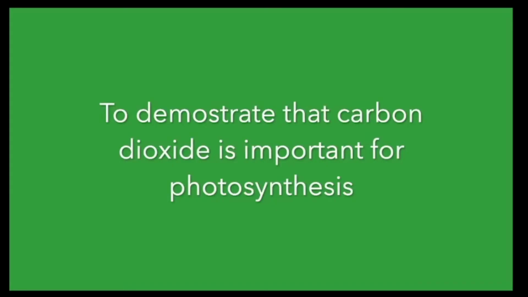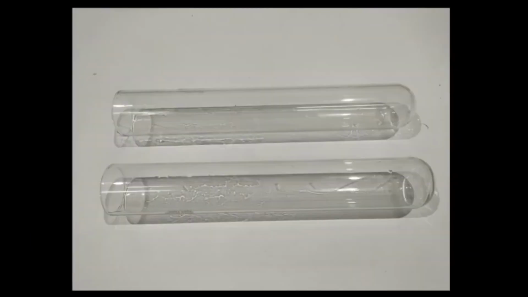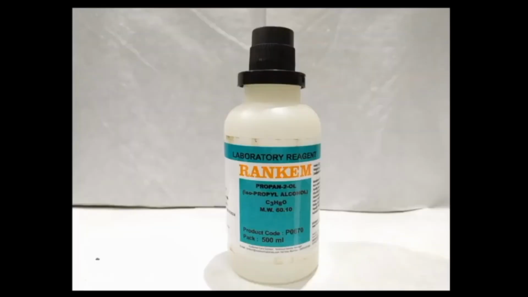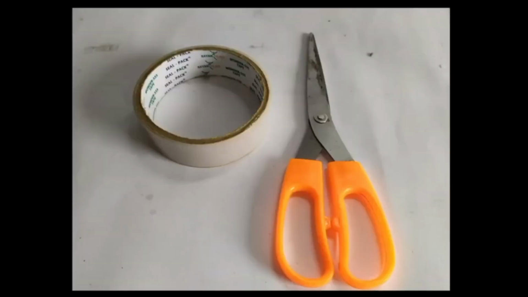Now the next experiment is to demonstrate the importance of carbon dioxide for photosynthesis. So for this we need two plants, okay, two plants of nearly the same size and preferably the same species, and bell jars or plastic covers. Yeah, the requirements are more or less the same. The beakers, test tubes, this time we need two sets. Then alcohol and iodine solution and forceps, right?